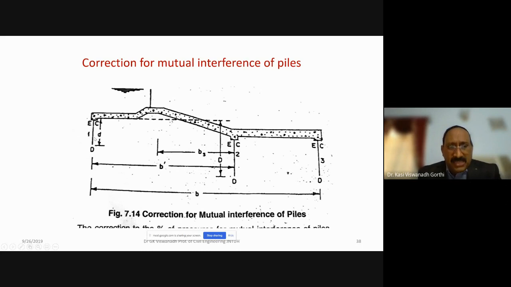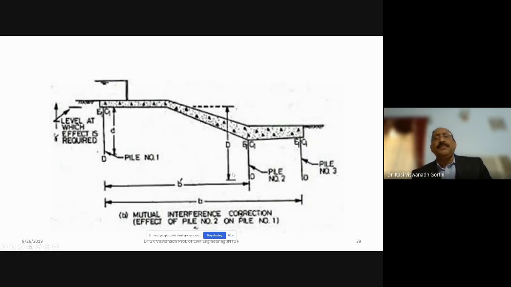For example, if you take the upstream pile, this upstream end pile will have the interference on the intermediate pile. Similarly, the intermediate pile will have the interference on the upstream end pile. And the intermediate pile will have the influence on the downstream end pile, and so on. So the mutual interference is to be calculated with respect to the original location of the pile to the nearest pile. If there is no intermediate pile from end to end piles, what is the mutual interference you need to calculate?